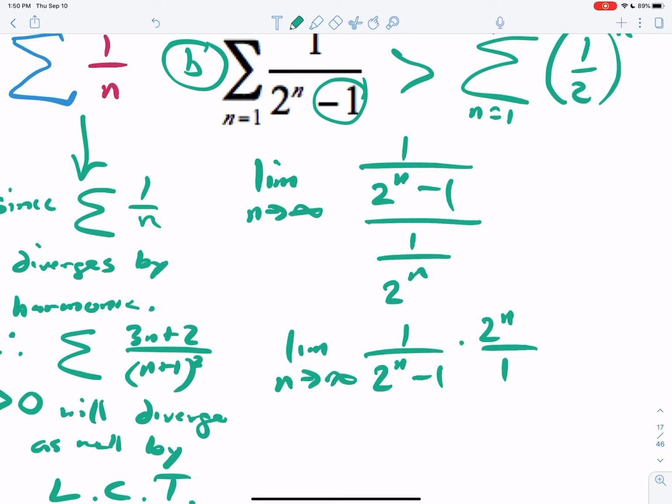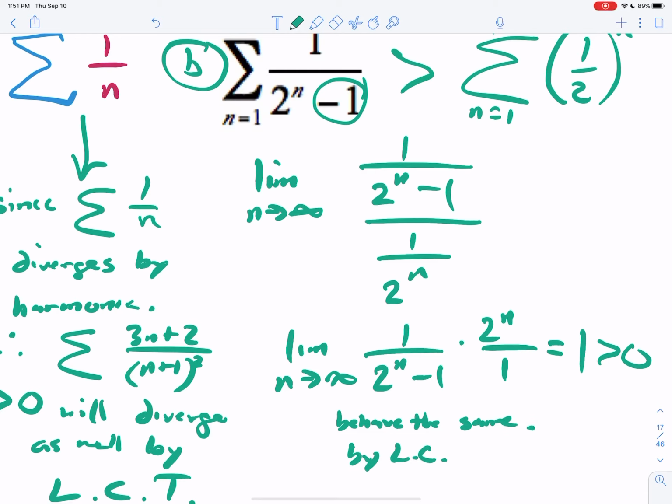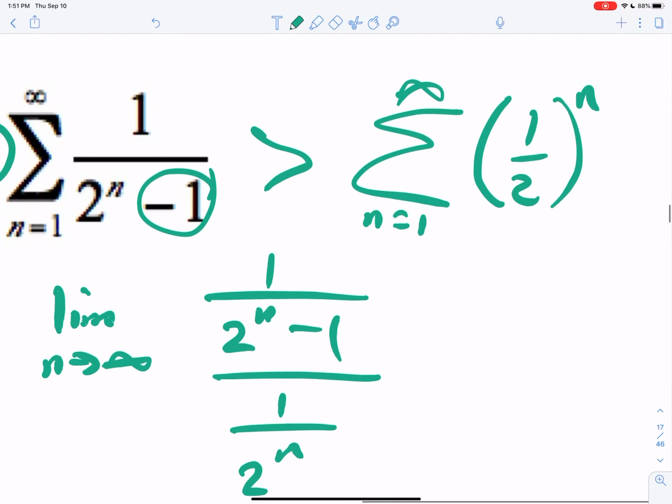So when n goes to infinity, I notice that both the top and the bottom travel at the same speed of 2 to the nth power. So this comes out to 1, which is positive. Pause and play here, okay? Think about the implications when it comes out positive. That tells me that both series will behave the same. Not quite the conclusion just yet, but we know that by the limit comparison test, both series will behave the same. So we have to dig a little bit deeper here.